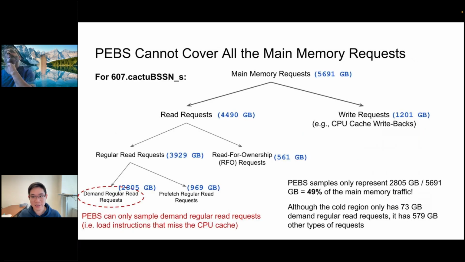It's true that it only has 73 gigabytes of demand regular read requests. The cold region has like 500 gigabytes of other types of main memory requests, which cannot be captured by PEBS. So this is the evidence that led us to the conclusion that PEBS is not quite sufficient to help us understand 2LM misses, because a lot of these main memory requests cannot be captured by PEBS.